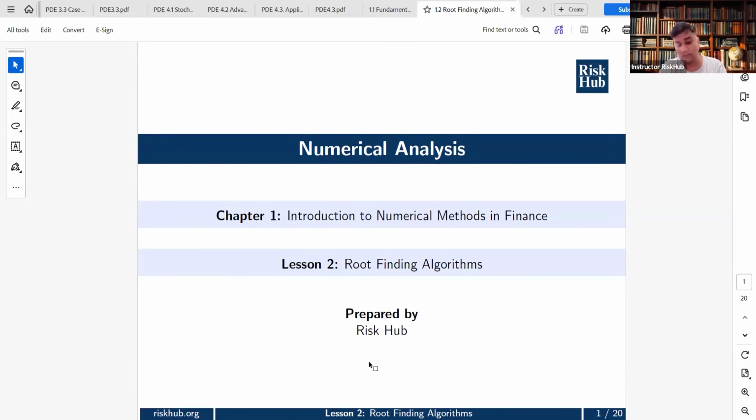Next method is Newton-Raphson method, which uses tangent lines and derivatives to jump quickly towards the root. Okay, so let's dig deeper, guys. Let's try to understand this.